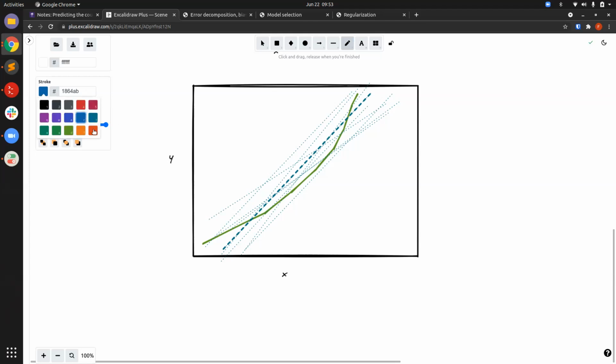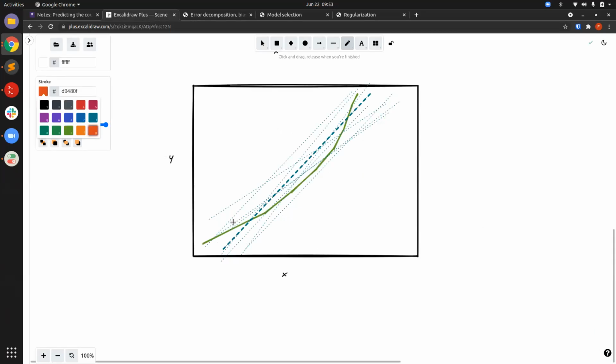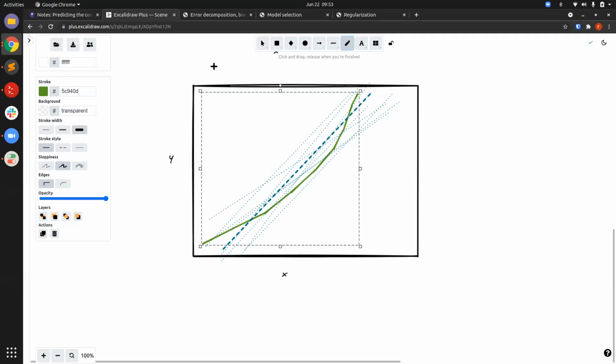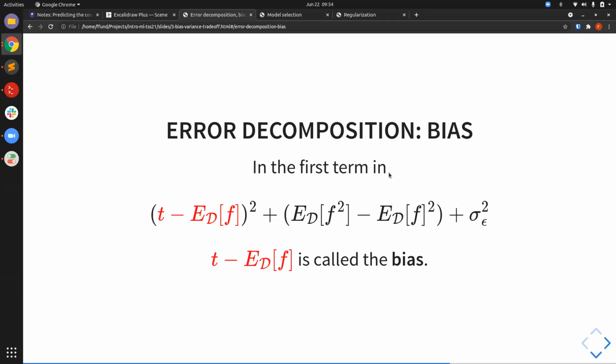So the first term in the error decomposition, which is called the bias, tells us, over all the different samples of training data, or over all the different samples in the population, what is the difference between the true value and the mean model? Looking here, there's this difference between the green line and the blue line. That's the difference between the true value and the mean model. And this is called the bias.